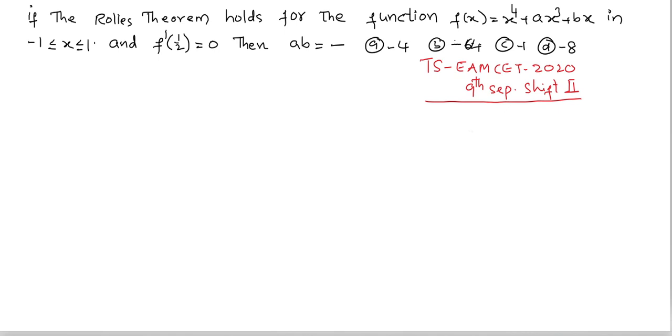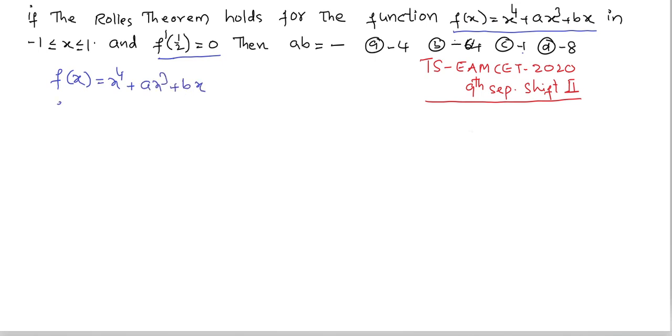If Rolle's theorem holds for the function f of x is equal to x power 4 plus a x cube plus b x in minus 1 less than or equal to x less than or equal to 1, and f dash of 1 by 2 is equal to 0, then the value of ab is, here first option minus 4, second one minus 64, third option minus 1, fourth option minus 8. This is a TSM set 2020 9th September shift 2 question. Here the given function is f of x is equal to x power 4 plus a x cube plus b x.